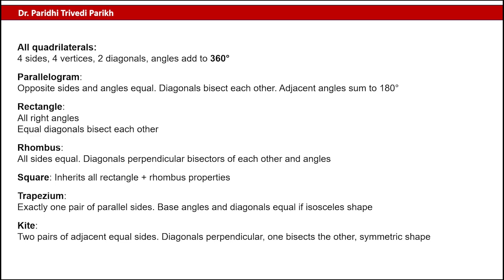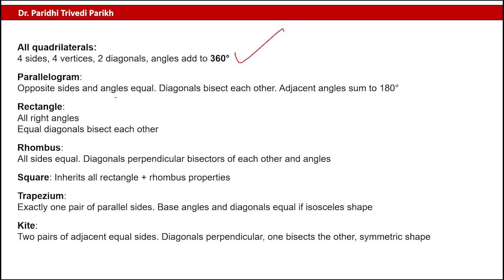Now, let's revise everything. When we talk about quadrilaterals, all quadrilaterals have 4 sides, 4 vertices, 2 diagonals, and angles that add to 360 degrees.